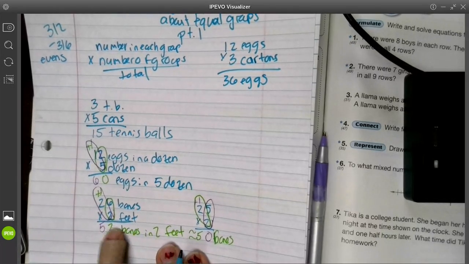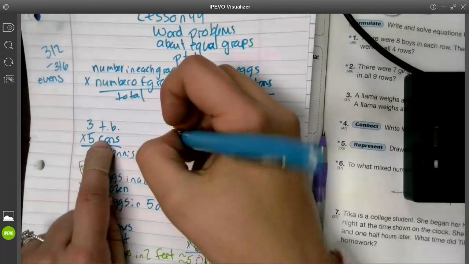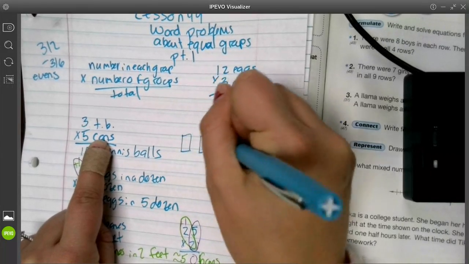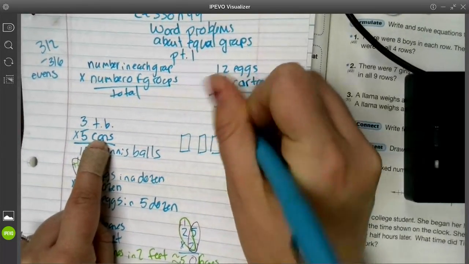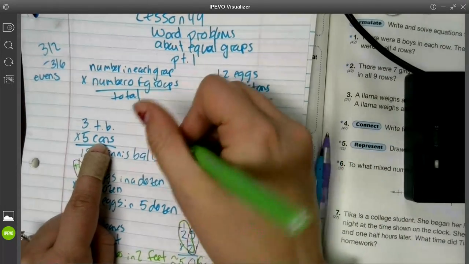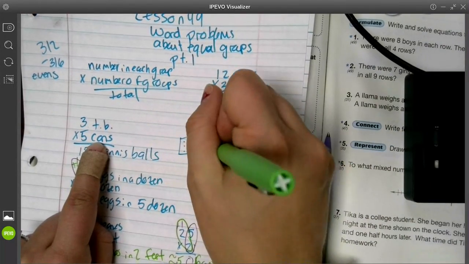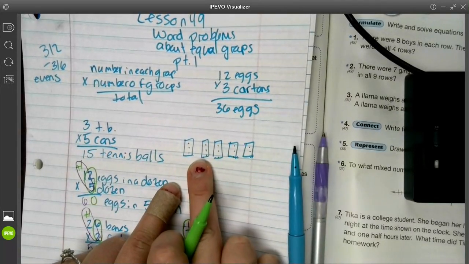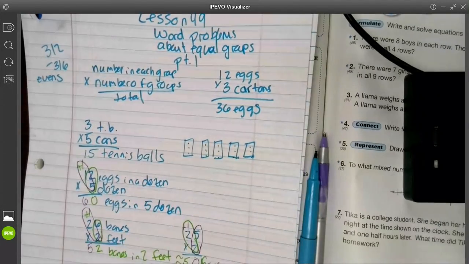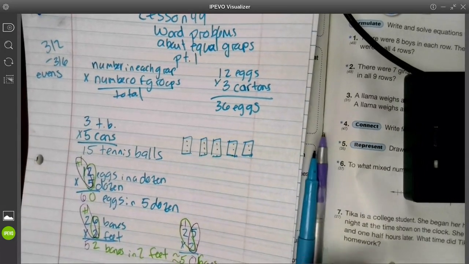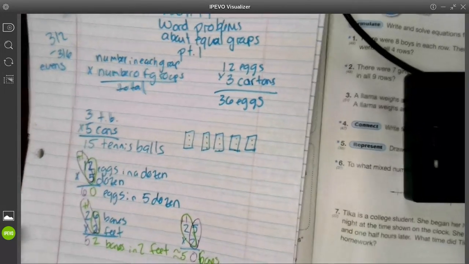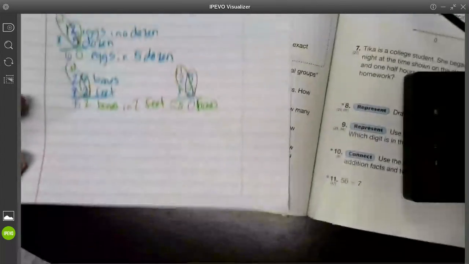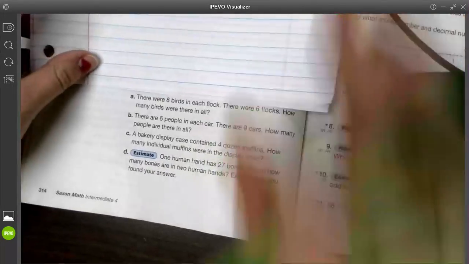Pictures. This one's a little harder to do pictures for, that's a lot. But with the tennis balls you could. They say there's 5 cans, so I can draw 5 rectangles to represent my cans. In each can, there's 3 tennis balls. 1, 2, 3, 1, 2, 3, and so on. Then you can count 3, 6, 9, 12, 15. You're also going to get 15. If you're struggling with the multiplication part, you can use pictures to help you. That is fine. We're going to do just one more, I think.